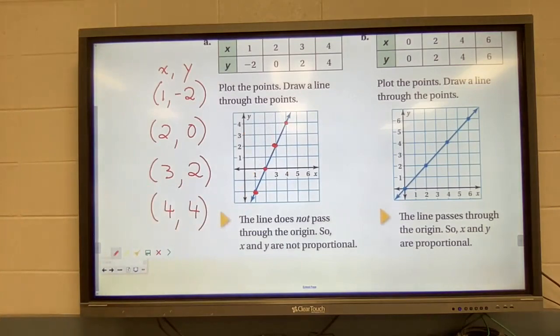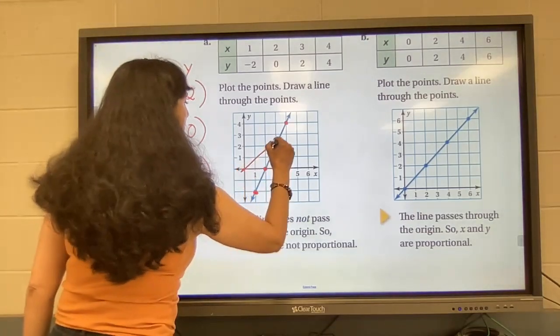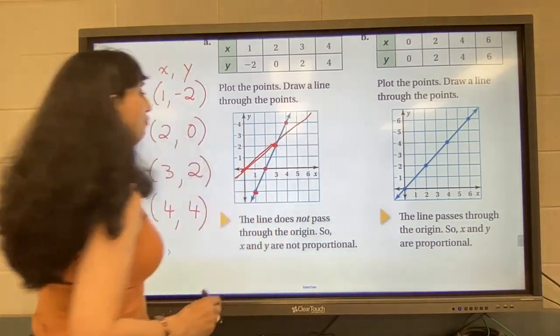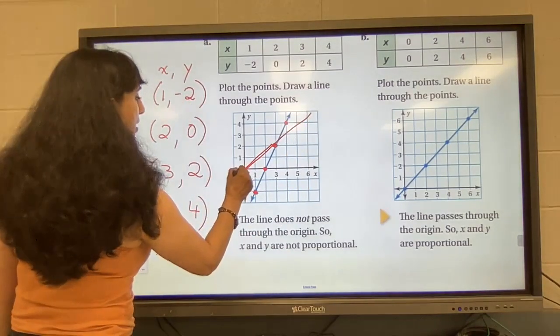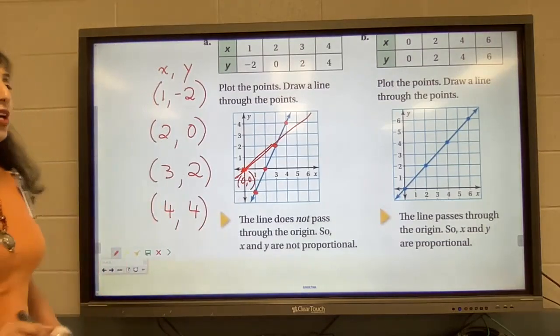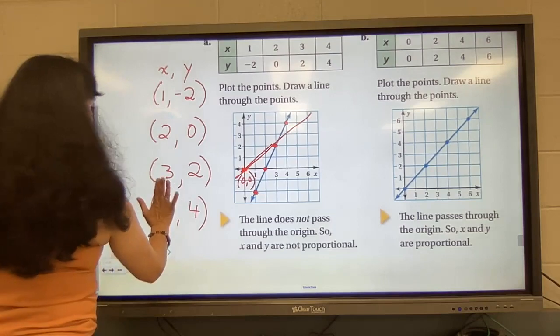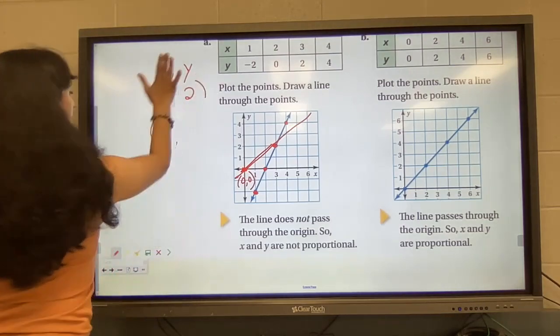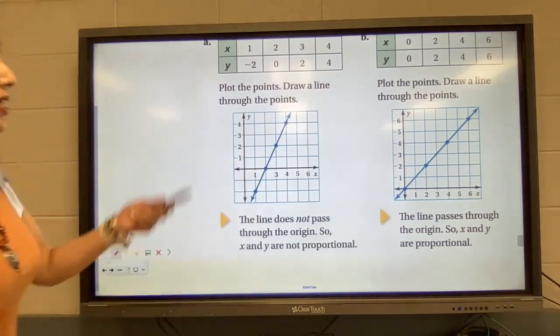Looking at this line, it is not passing here. It should have passed here for it to be proportional. But it is not passing this part, because that point would be 0, 0. So it is not a proportional relationship. All right. So let's look at the other one.